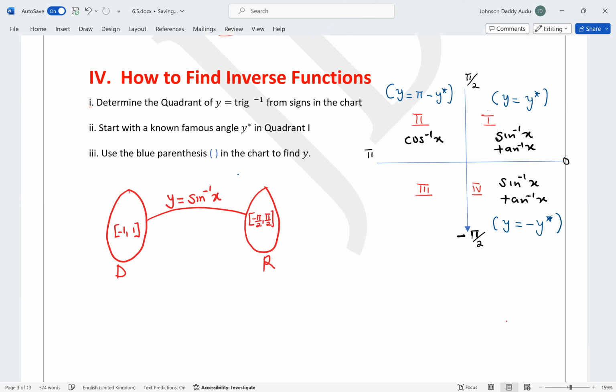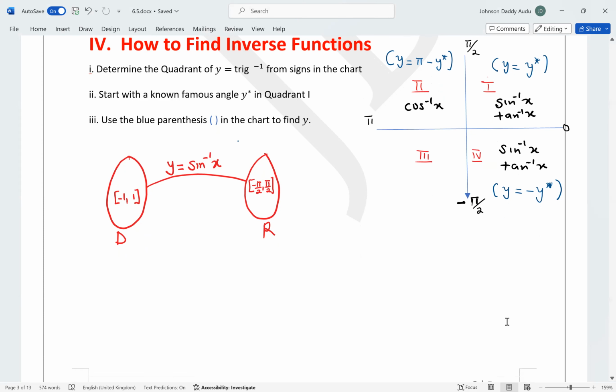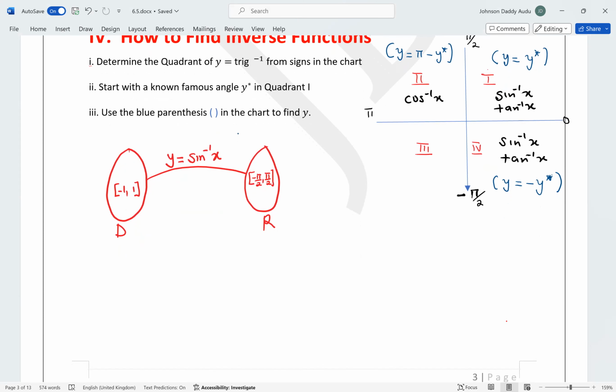If you check the video before this one, we explained it: the range of sine inverse is going to be the domain of sine x. But what is the domain of sine x? It is -π/2 to π/2, the restriction we did in the earlier video. So it means that, anytime we have this one.